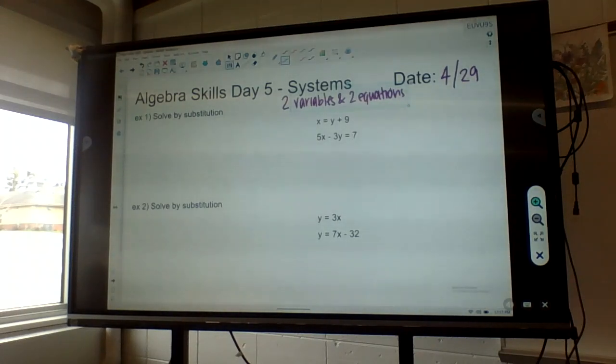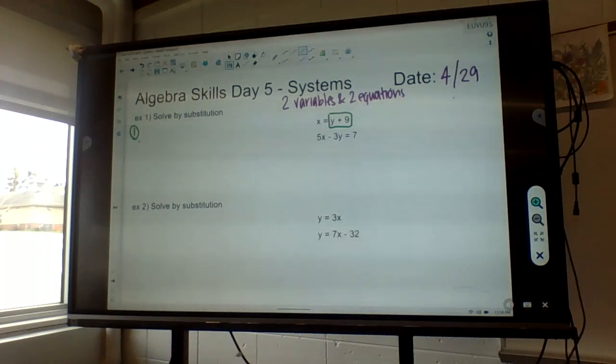So solving by substitution is essentially what it sounds like. We're going to substitute to try to get rid of one variable. Now, substitution problems are typically set up the way you guys see them here, where it tells you something about one of the variables. So it says x equals y plus 9. So what we're going to do is take that y plus 9 and replace it in the other equation, or we're going to place the x in the other equation.